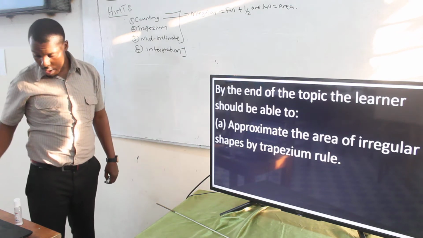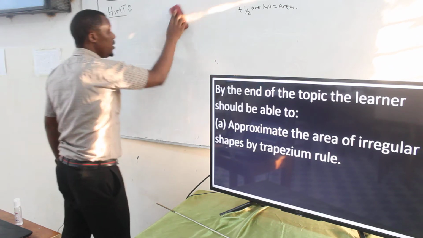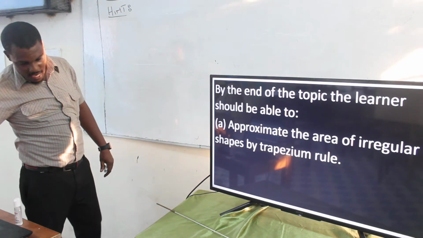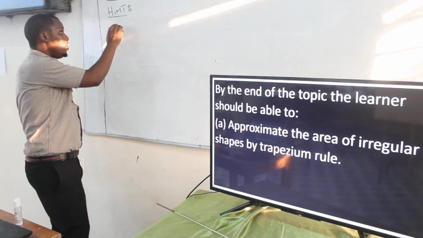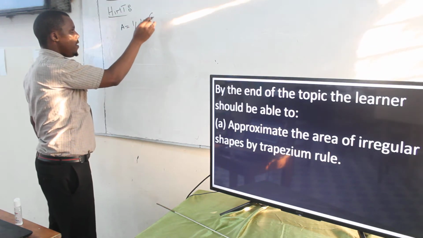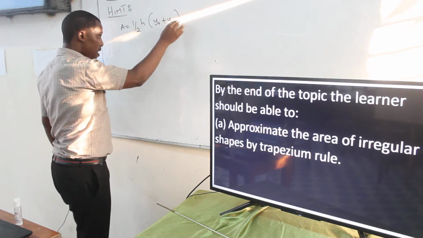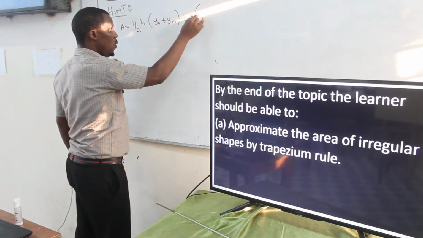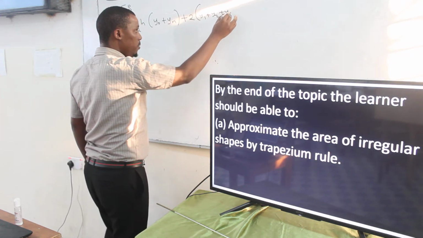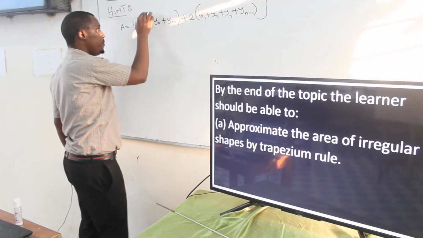Remember the rule we agreed on before I give you an example. Don't worry about mastering it, because it is there in our mathematical tables. Just to remind you, area is equal to a half, we have the h, then we have the first bracket, that is y0 plus yn, then plus 2 times y1 plus y2 plus y3 plus up to yn minus 1, and then you put a bigger bracket there.